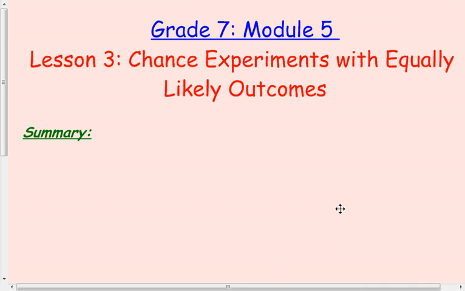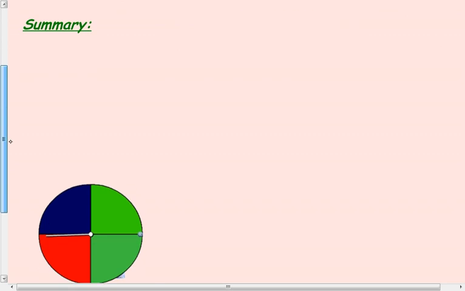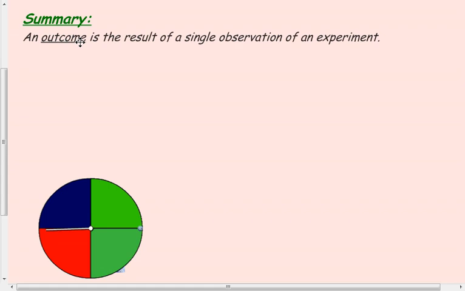Okay, hello everyone. This is grade 7, module 5, dealing with statistics and probability. And in this lesson, this is lesson 3, we're going to talk about chance experiments with equally likely outcomes. So in this lesson, the students learn some terms. The first term they learn is the term outcome. And an outcome, we say, is the result of a single observation of an experiment.